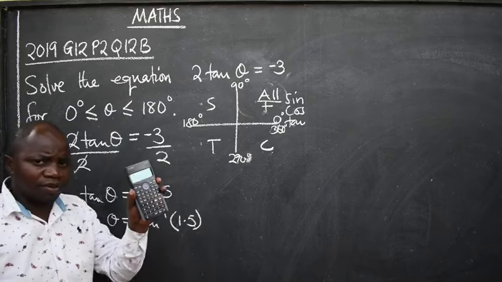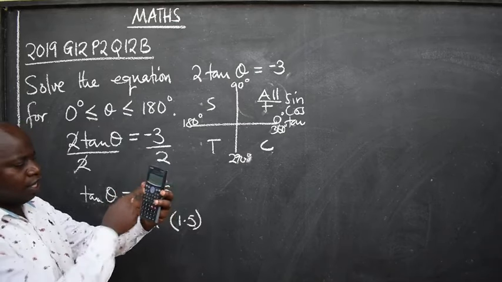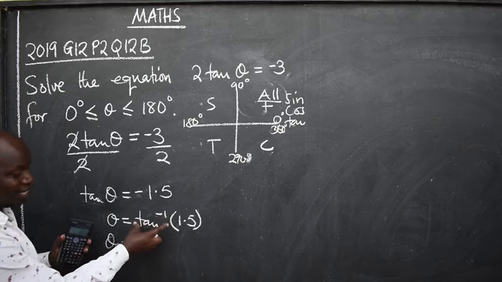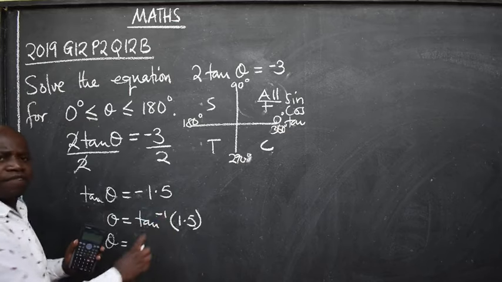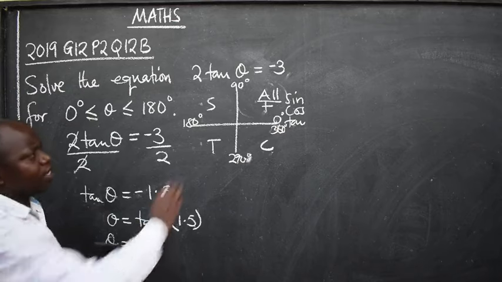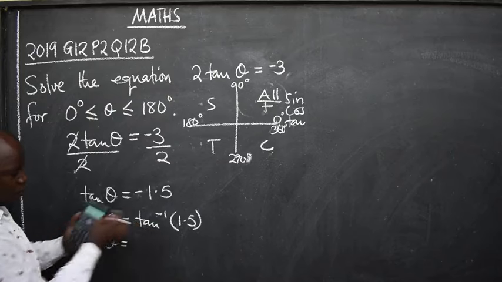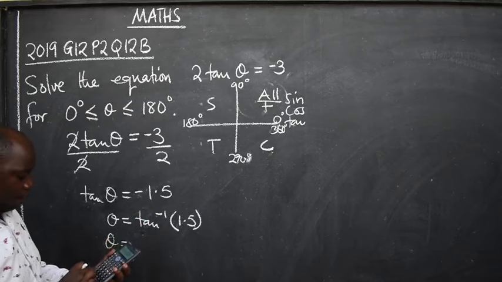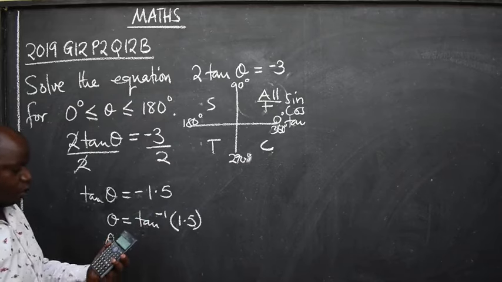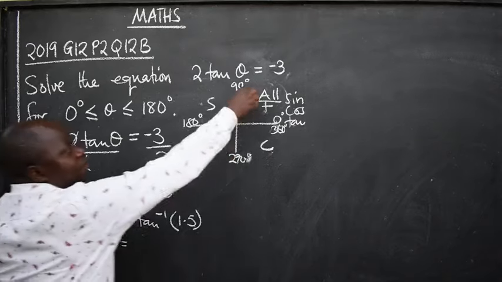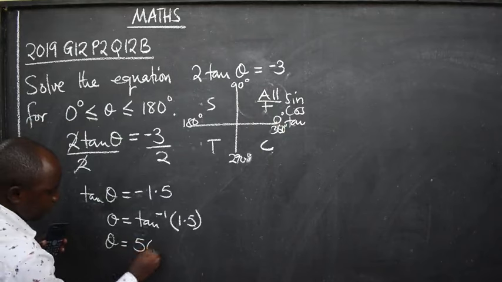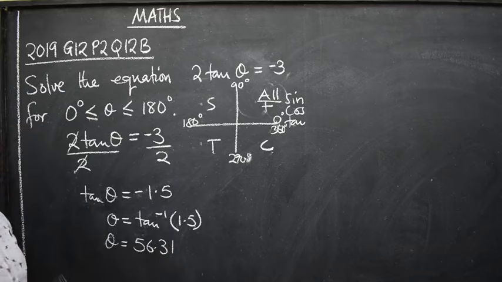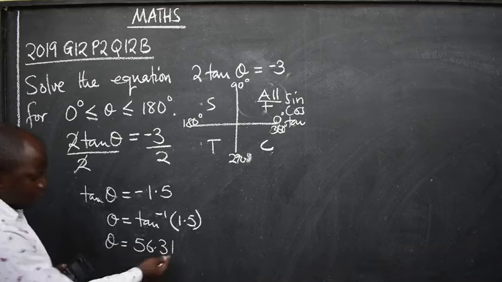Some of you are using these calculators here, the Casio. You go to shift, then tan, and you'll see tan with a -1, that is inverse. We use inverse whenever we are finding angles, be it sine, cosine, or tan. So you go to shift, then tan, then 1.5. The answer you get will be the angle in the first quadrant, which will be 56.31. You can round off to 2 decimal places for the first one.